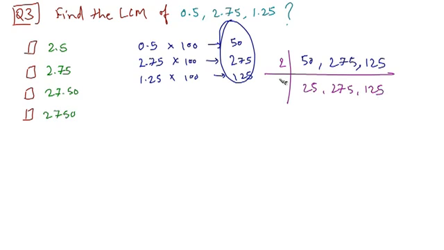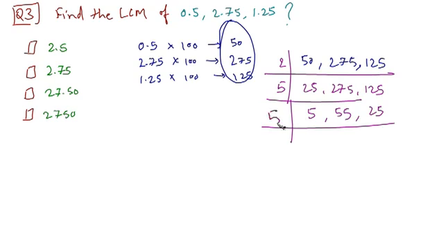Then we can divide them by 5. So 5 5s are 25, 5 into 55 and 5 into 25 is 125. Let's again divide these three numbers by 5. So 5 1s are 5, 5 11s are 55, and 5 5s are 25.